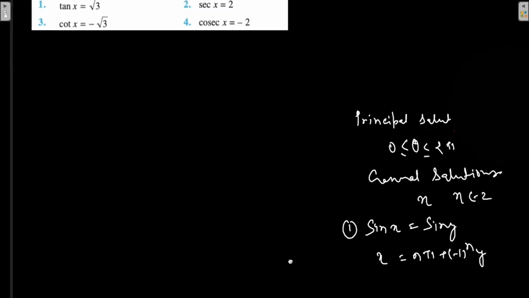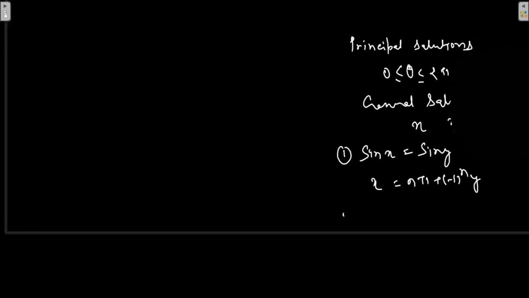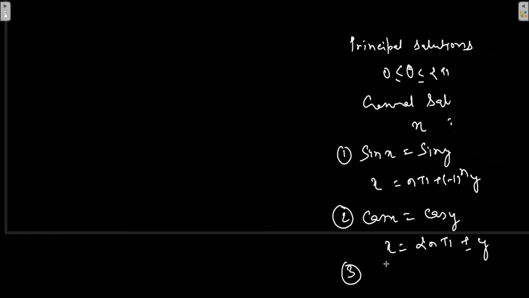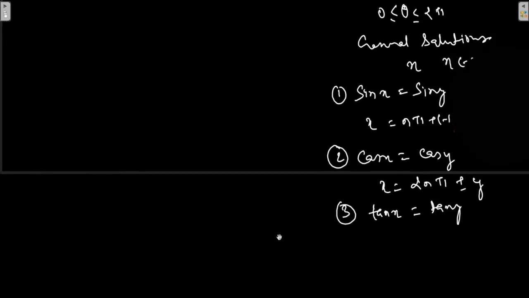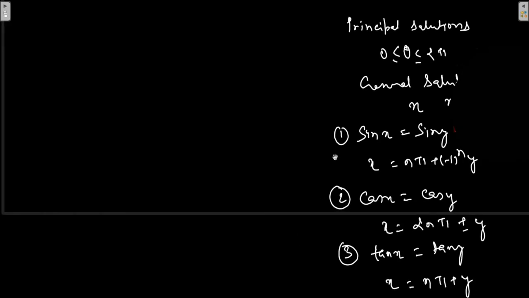The next one is when cos x equals cos y. Then my x will become 2n pi plus minus y. And the third one is when tan x equals tan y. In that case, my x will become n pi plus y. Correct? So if we remember this, then our job will be a little easier.